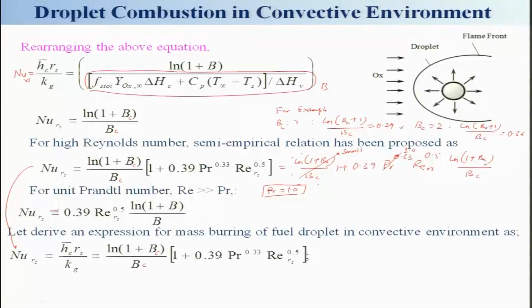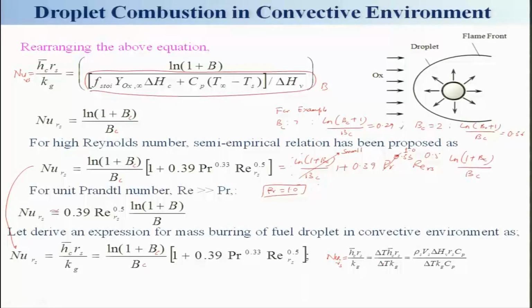1 plus 0.39 Prandtl number to the power 0.33 Reynolds number to the power 0.5. So, let us look at certain things and then find out how we can relate. For example, if you look at this SC Rs by Kg, already we have done, this is your Nusselt number basically, and that is delta T SC, your convective heat transfer coefficient, Rs divided by delta T Kg. We are just putting delta T here and delta T there, that is all you are doing.